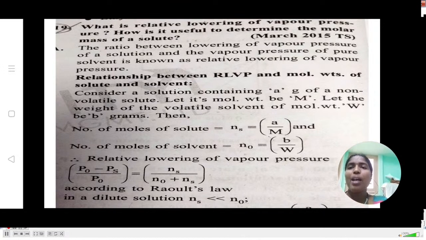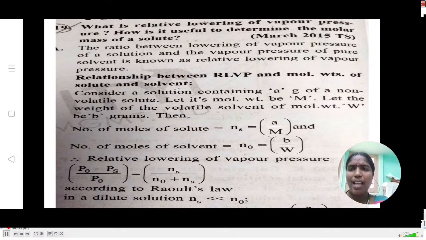Okay, so first part is completed. Second part, how it is useful to determine the molar mass of the solute. Consider a solution containing A grams of non-volatile solute. Let its molecular weight be capital M. Let the weight of the volatile solvent of molecular weight capital W be B grams.